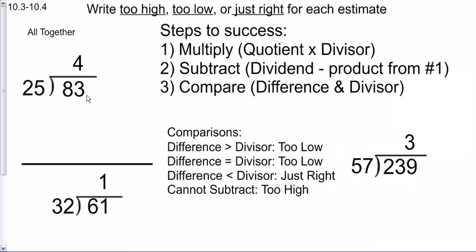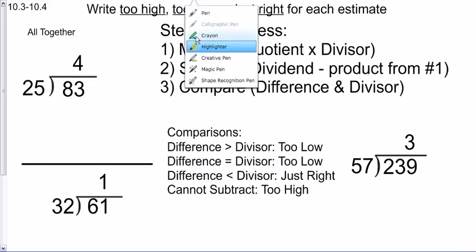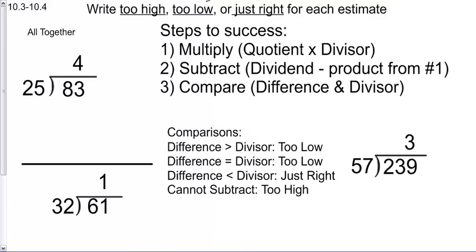Now that we know where the first number goes, the next thing we have to do is figure out whether that number is too high, too low, or just right. We can think of Mama Bear, Baby Bear, and Papa Bear when we think of this. The problems that you have will already have a number up here in my quotient. So the first step is to multiply my quotient times my divisor. So 4 times 25, and 4 times 25 is 100.